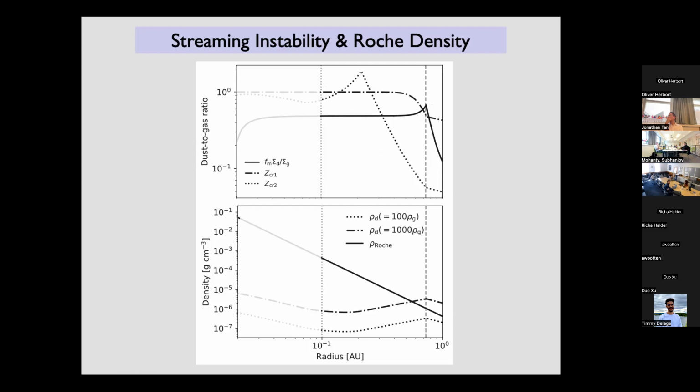The other problem, which I think is much more severe, is if you look at the lower plot, you have this Roche limit plot here. This is the solid line. Okay. And this Roche limit thing is where basically the gravitational force of the central star is able to overcome the local gravitational forces, if I were to put that simply, and therefore prevent gravitational collapse.